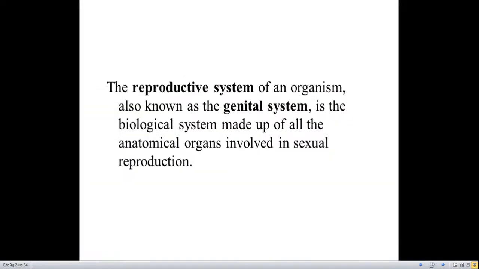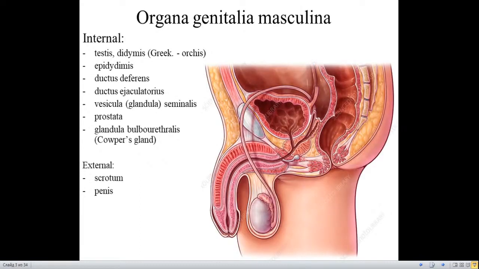But firstly, what is the function of the reproductive system? Actually, the reproductive system or genital, as I said above, is formed by organs involved in sexual reproduction. And firstly, we will talk about the male reproductive system. All organs of the male reproductive system, or male genital organs, can be subdivided into two groups: internal organs and external organs. Let's name them.